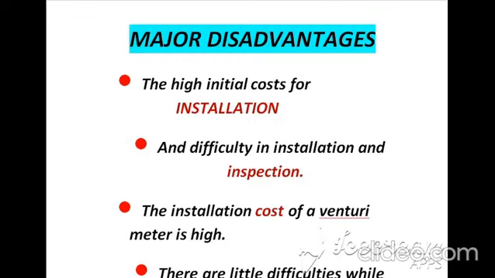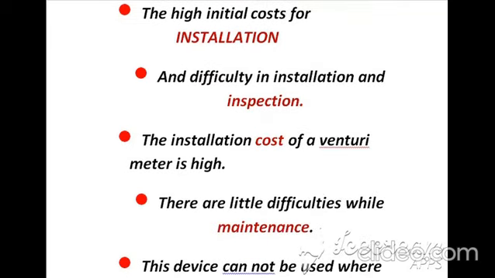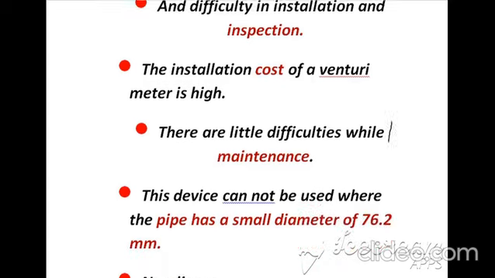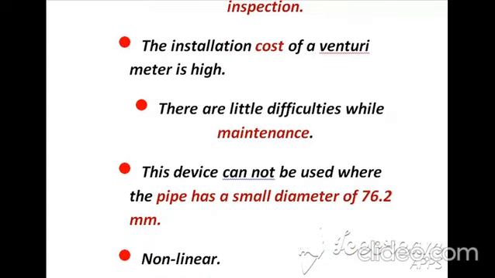According to the major disadvantages of Venturi meter, the first one is high initial cost for installation, and the second one is difficulty in installation and inspection, and the third one is the installation cost of a Venturi meter is high, and the fourth one is there are little difficulties while maintenance. And the next one is this device cannot be used where the pipe has a small diameter of 76.2 millimeter.